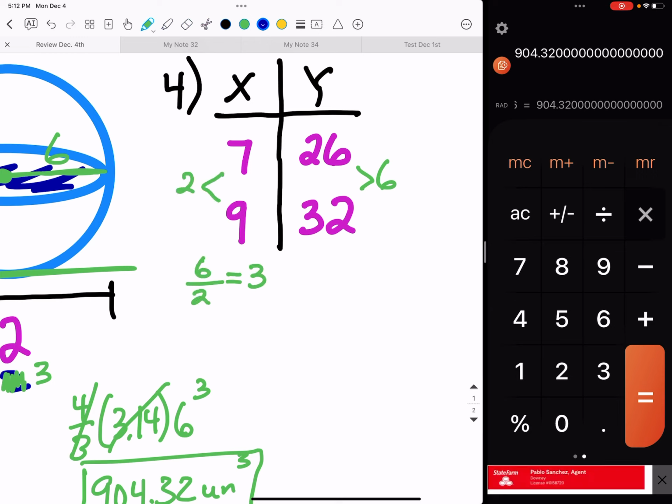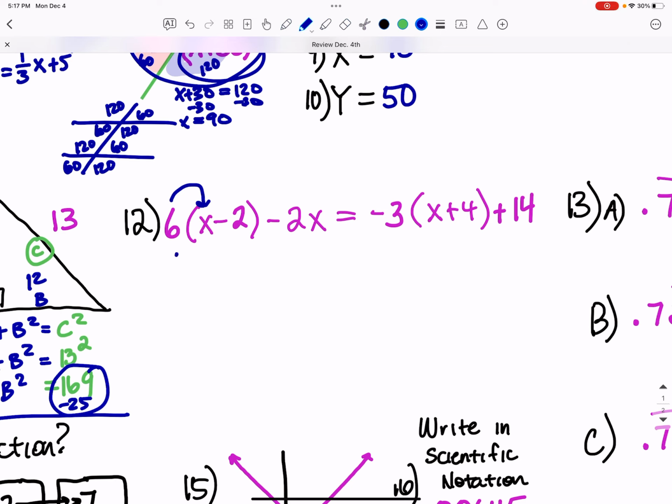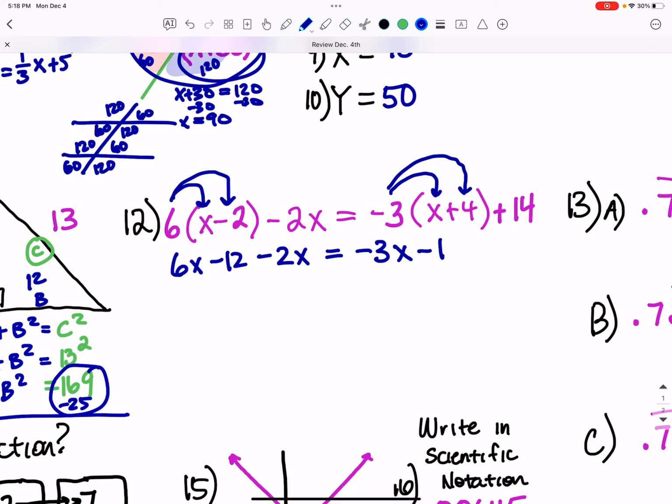For number 12, let's see, just a lot of work, but one at a time. 6 times x is 6x. 6 times -2 is -12. Minus 2x. Notice how neat I'm going to be with these ones. -3 times x is -3x. I'm going to make sure I don't lose track of any negatives. -3 times +4 is -12 plus 14. Notice I can read every number clearly.